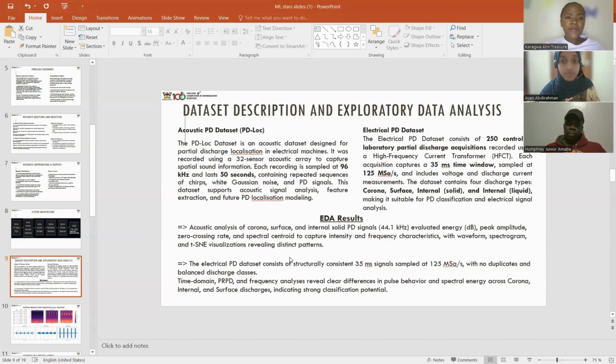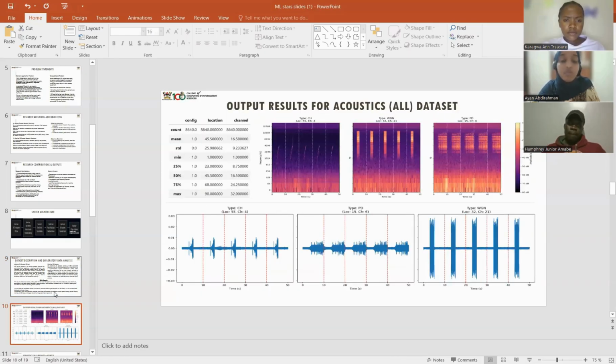For the electrical dataset, it consists of 250 controlled laboratory partial discharge acquisitions that were recorded under an HFCT, whereby we had 347 files with no duplicates and sampled at 125 mega samples per second under the duration of 35 milliseconds, whereby each was categorized, having different types and folders.